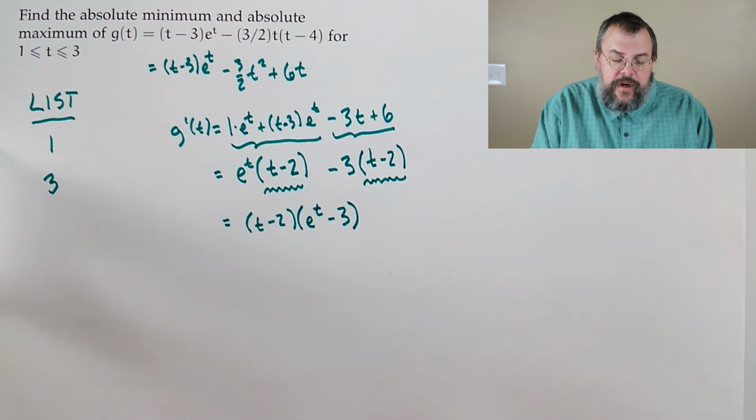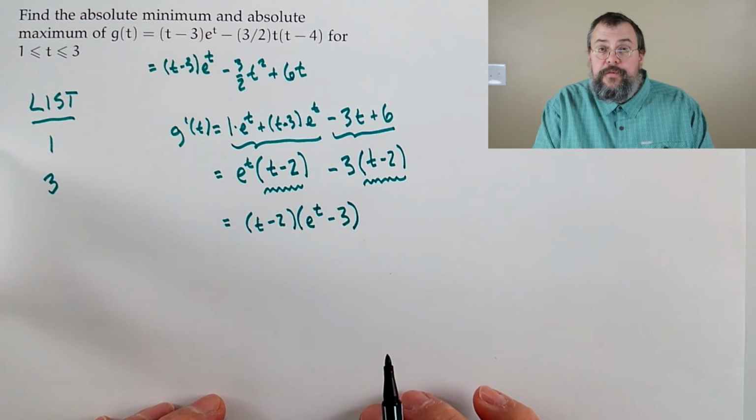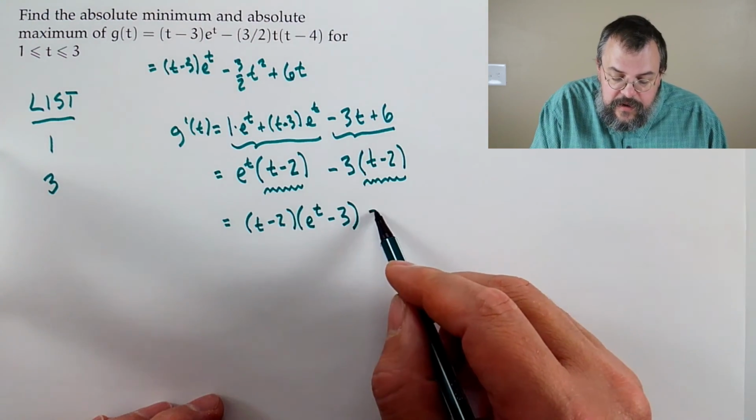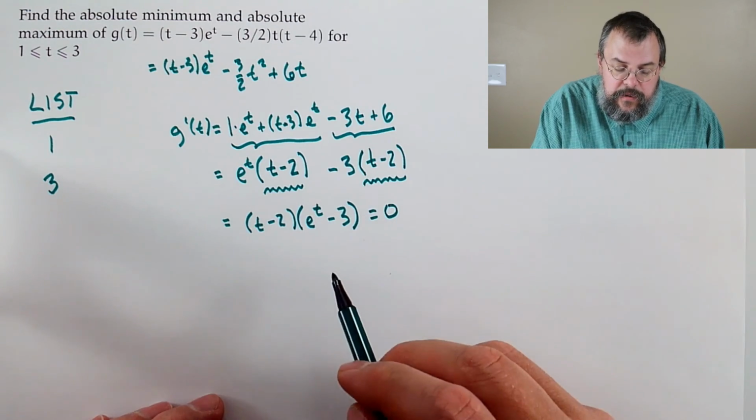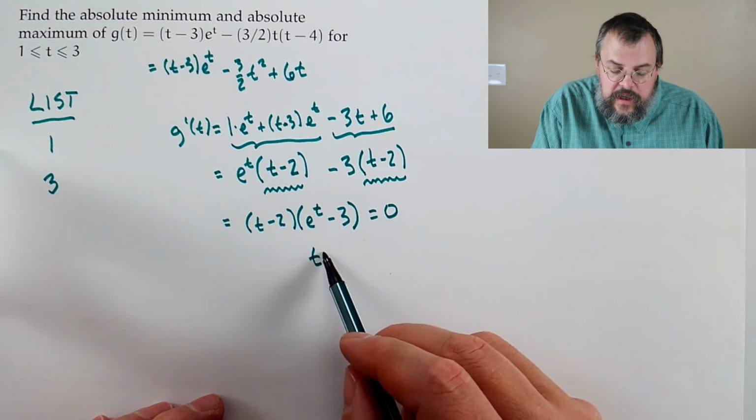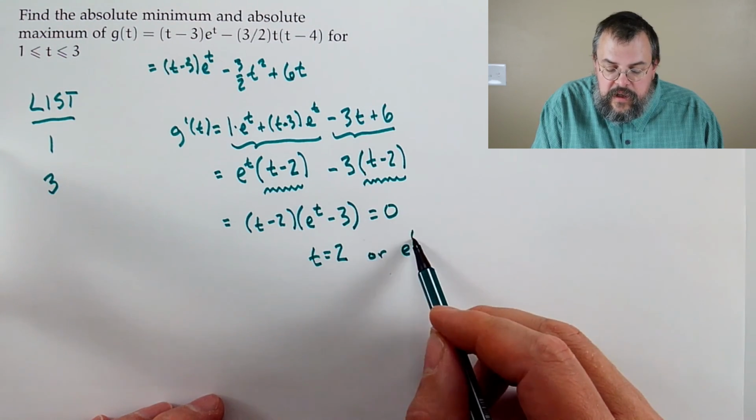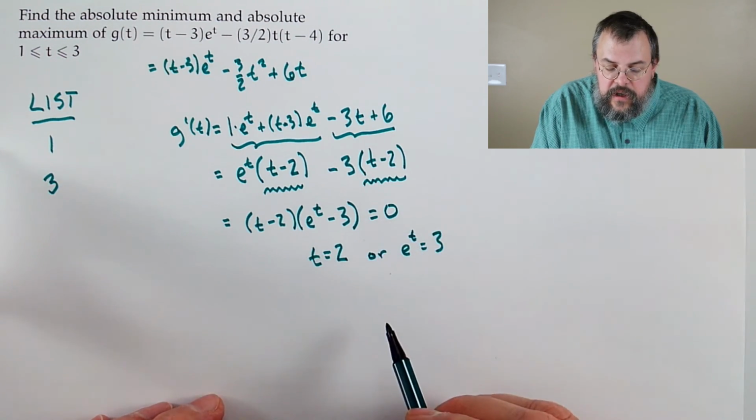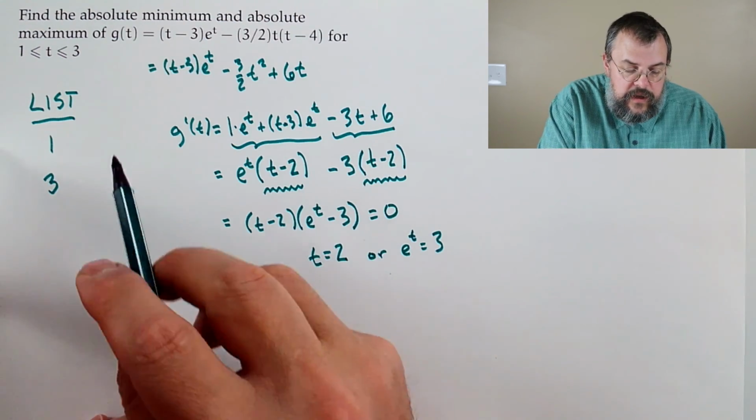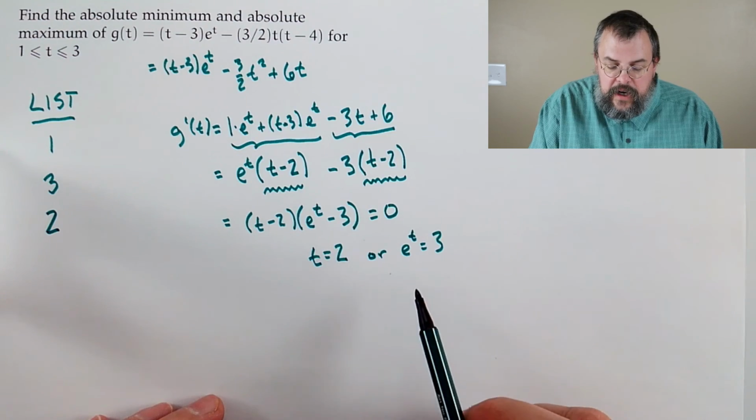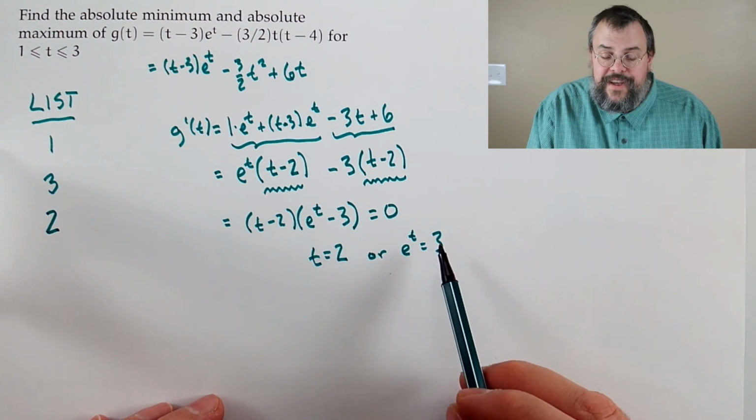All right, well, now what comes next? Well, when does this equal 0? So this will equal 0 when t is equal to 2, or when e to the t is equal to 3. So t equals 2, that's between 1 and 3. That makes the list.